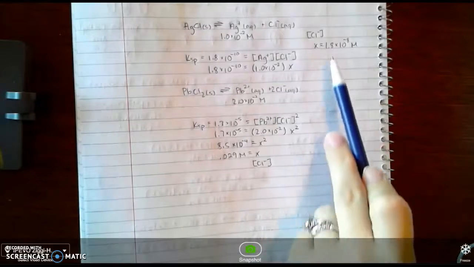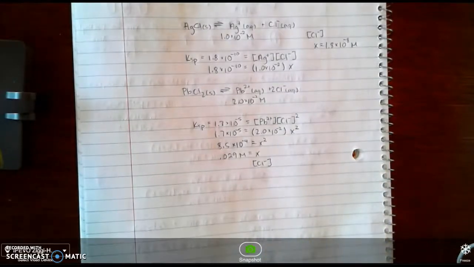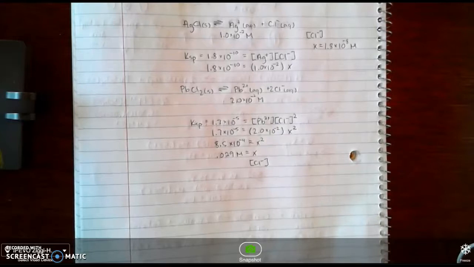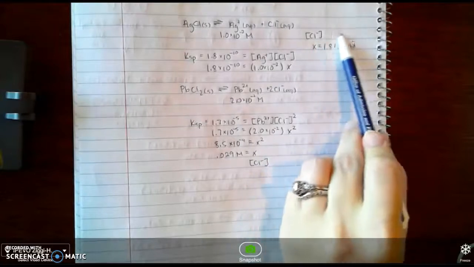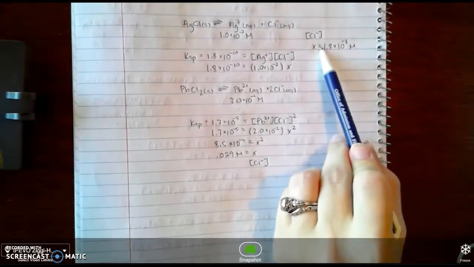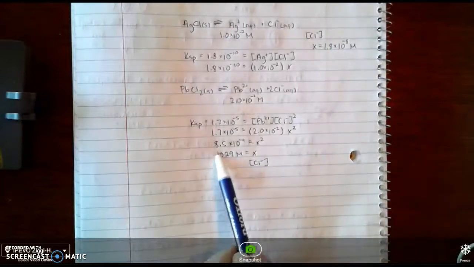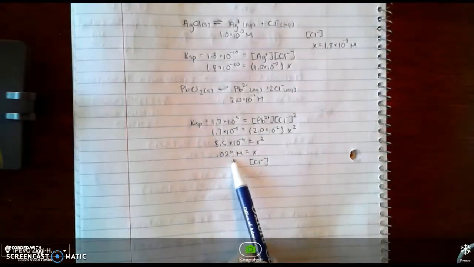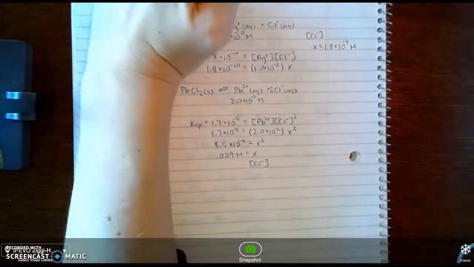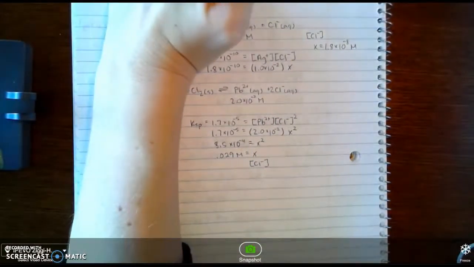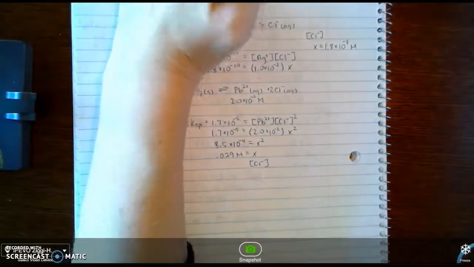So for both of these, I've got an amount. Now, as far as which one precipitates first, I want to look at whichever one requires less chloride. If I'm adding the chloride a little bit at a time, silver chloride is going to precipitate as soon as that concentration of chloride is 1.8 times 10 to the negative 8th. That's a much smaller amount than 0.029, so 2.9 times 10 to the negative 2 here. Whichever one requires less of your ion to precipitate is going to be the one that precipitates first. So that means silver chloride will precipitate before lead chloride.